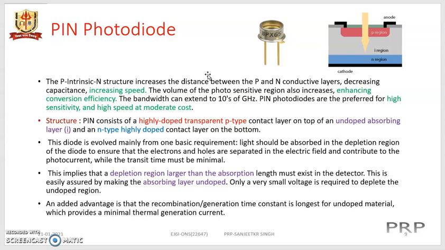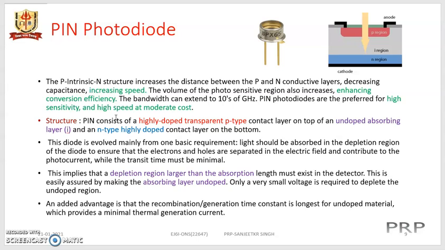It will respond quickly. The volume of the photosensitive region also increases, enhancing the conversion efficiency, and the bandwidth may extend to tens of gigahertz. PIN photodiodes are preferred for high sensitivity and high speed at moderate cost. So these are the advantages of the PIN photodiode compared to the PN photodiode.